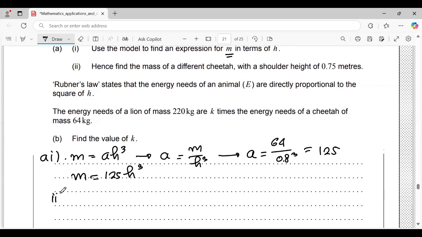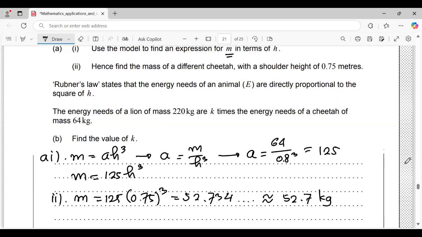Part 2. M equals 125 times the new height, 0.75 cubed. I have calculated this, 52.73. And rounded becomes 52.7 kg. Part B.